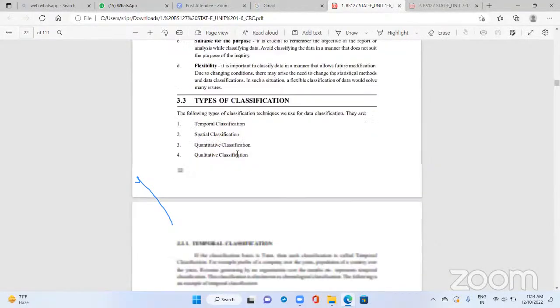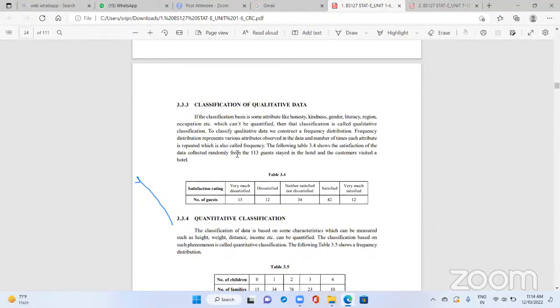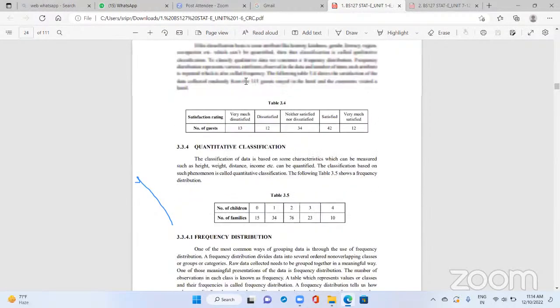Number fourth one is qualitative classification. Qualitative classification.